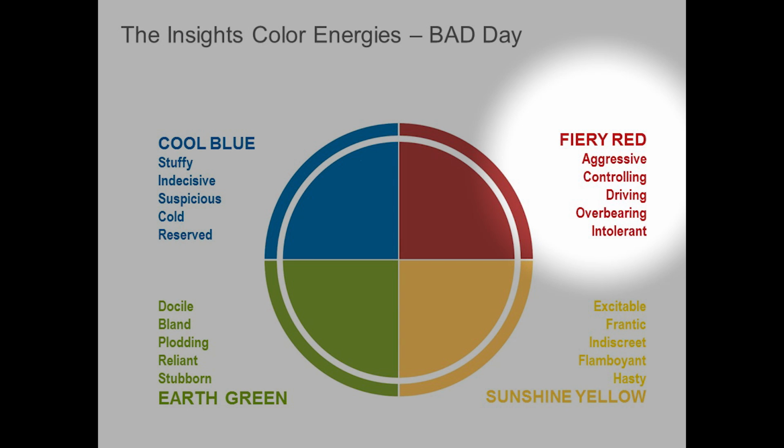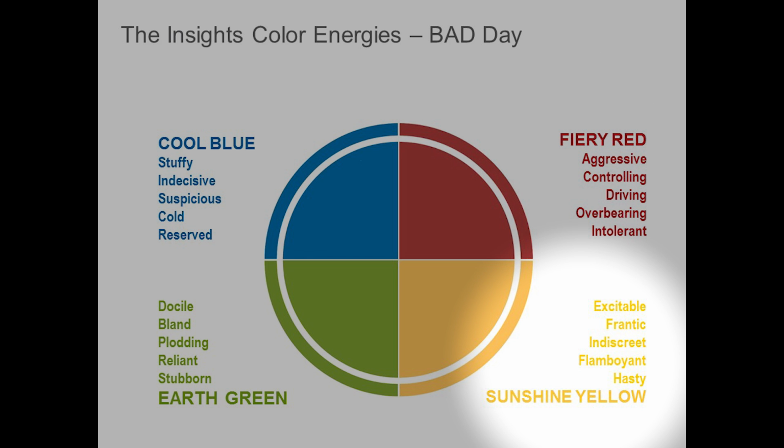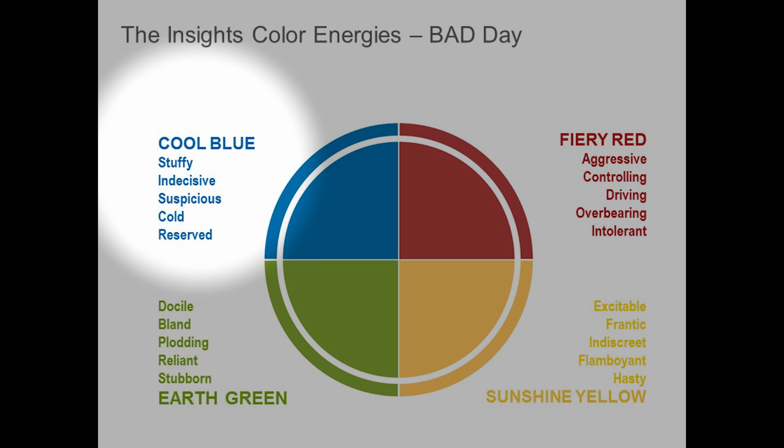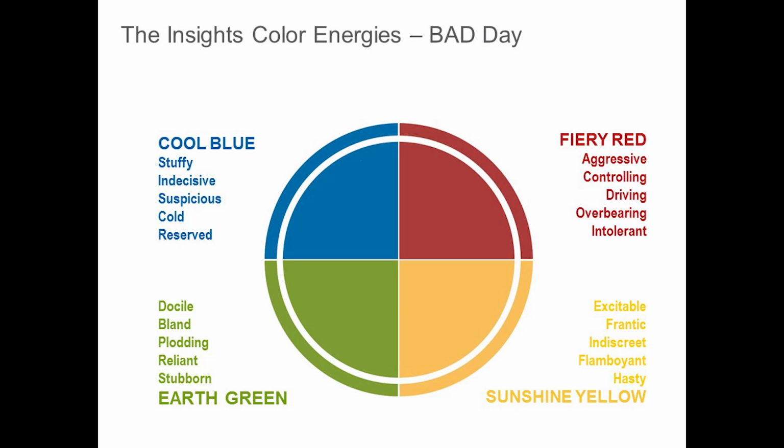Fiery red tends to be aggressive, controlling, driving, a little bit overbearing, intolerant, and they have a lack of patience, especially under stress. Sunshine yellow energy shows up excitable, frantic, indiscreet, a little bit flamboyant, and hasty. Earth green energy tends to show up docile, bland, plodding, a little bit reliant, and they tend to be stubborn. And finally, cool blue energy shows up stuffy, indecisive, suspicious, cold, and reserved.